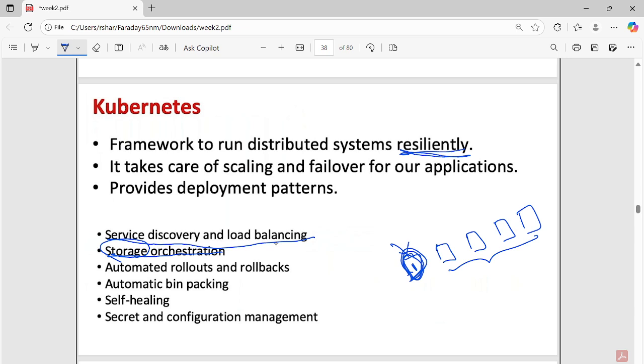Next is automated rollouts and rollbacks. These are very important things for ensuring consistency across the caches, across all the nodes. All of these need to be taken care of, and Kubernetes does automated rollout and rollback.